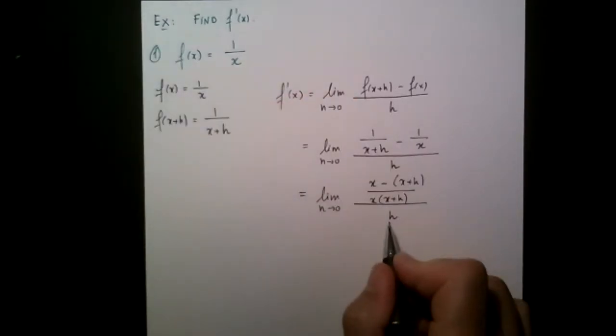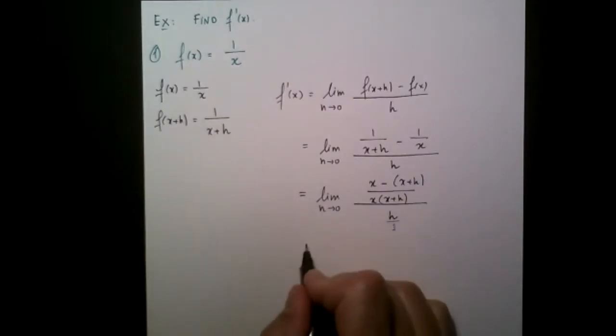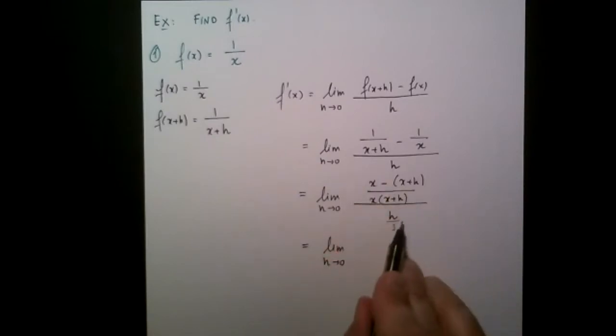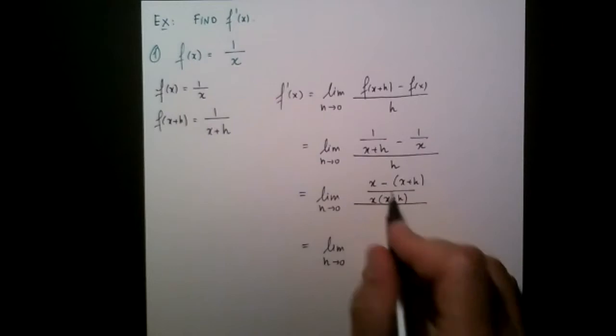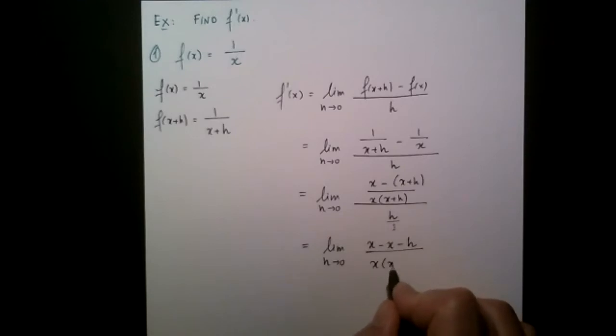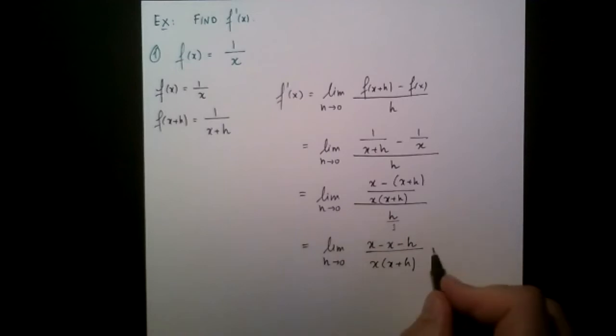Now h on the bottom is the same thing as h over 1. So I could write limit as h approaches 0, so it's a fraction divided by a fraction. So on top I have x minus, in brackets, x plus h. Here I have x times x plus h, and instead of dividing by h over 1, I will multiply by 1 over h.